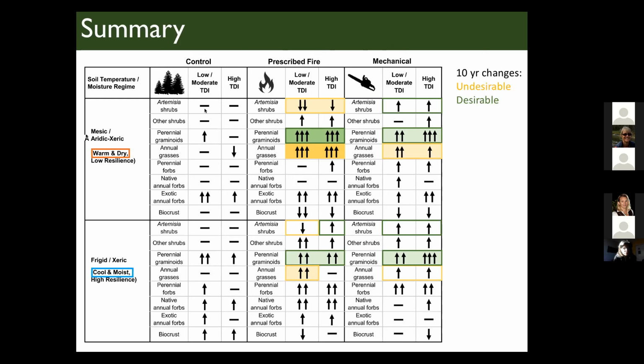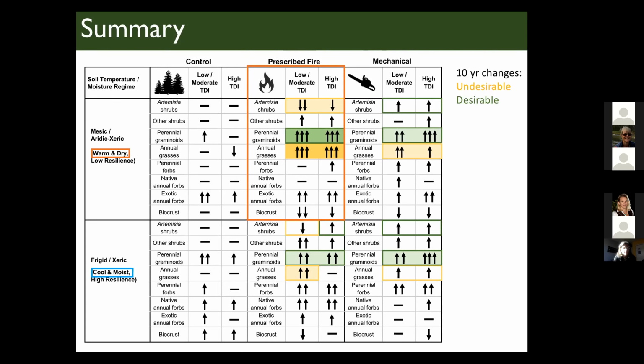So if there's a dash, it means there was no response over the 10 years. An up arrow is an increase, a down arrow is a decrease. And then the more arrows, the stronger the response was. And then I've also highlighted these by color, where the yellow boxes are undesirable conditions, and the green boxes are desirable conditions.